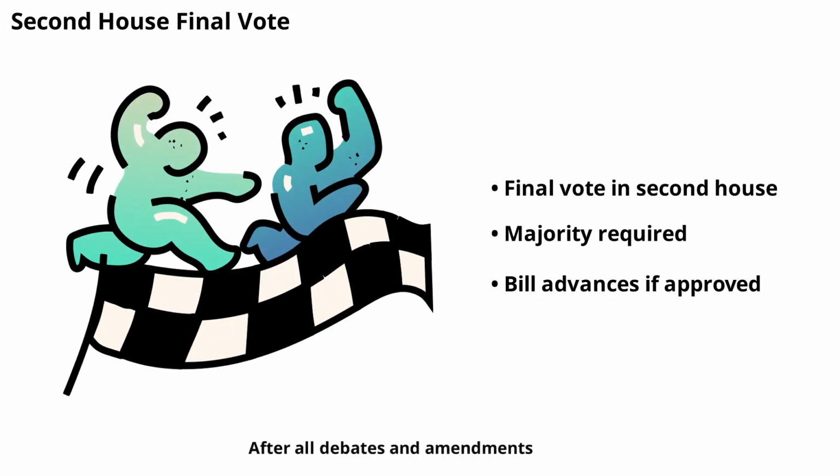After all debates and amendments, the second house takes a final vote on the bill. If the majority supports it, the bill moves forward. If not, it may be sent back for further changes or rejected. This vote is the last step before the bill can become law, provided both houses agree on the final version.